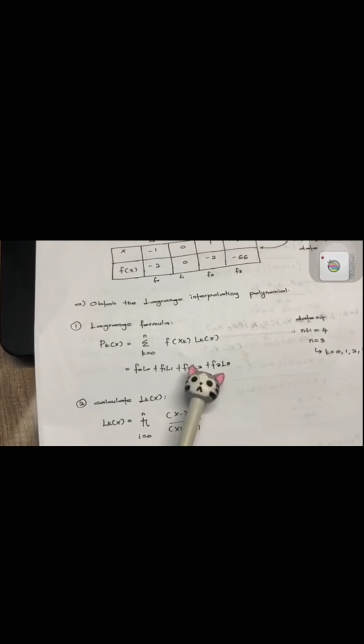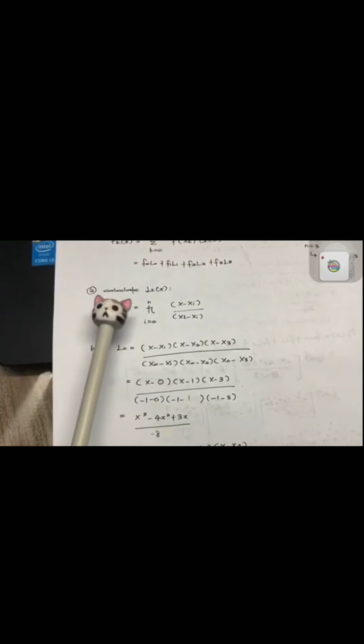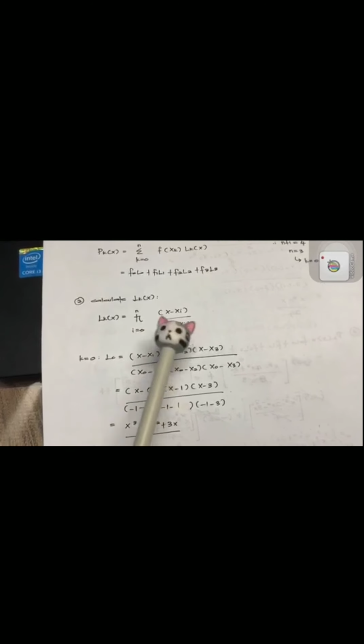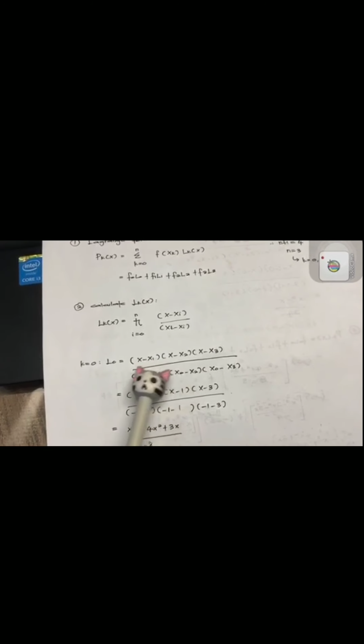First, we have to know the Lagrange formula. The Lagrange formula is like this: f0 times L0 plus f1 times L1 plus f2 times L2 plus f3 times L3. The second step is we have to calculate Lk(x). The formula is like this. For k equal to 0, it is L0. The formula is like this.